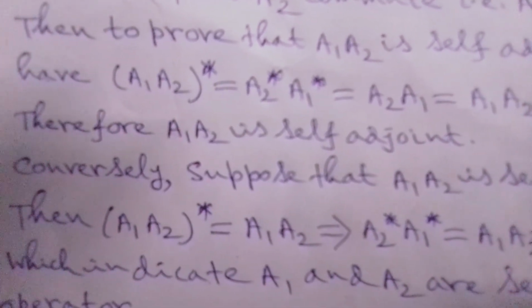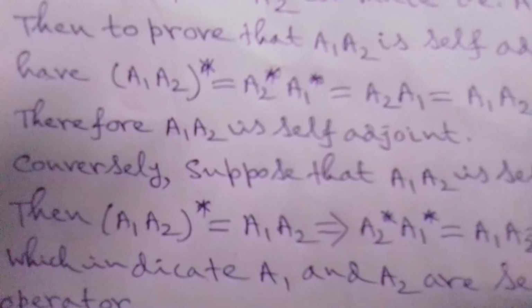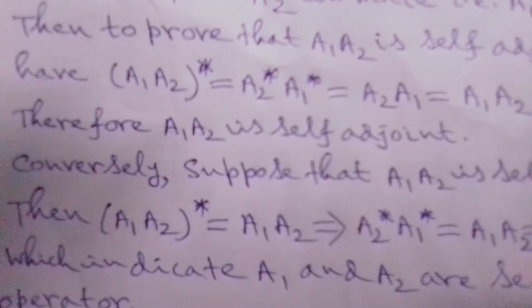And as we say, (A1 A2) whole star equals A1 A2. So that is the property of self-adjointness. So we are taking this result.